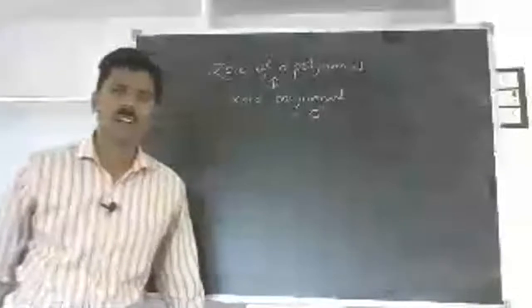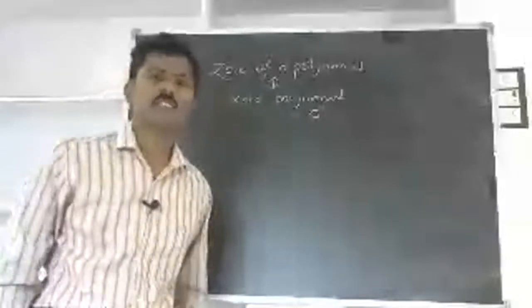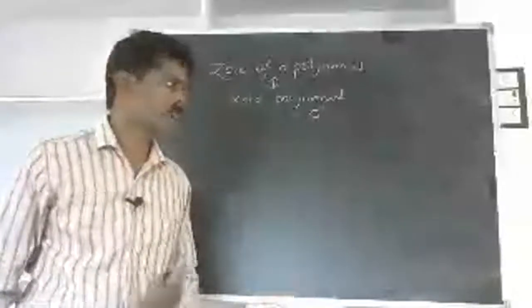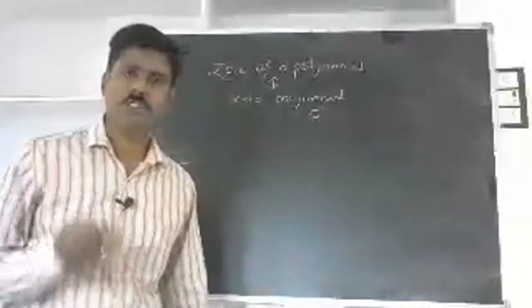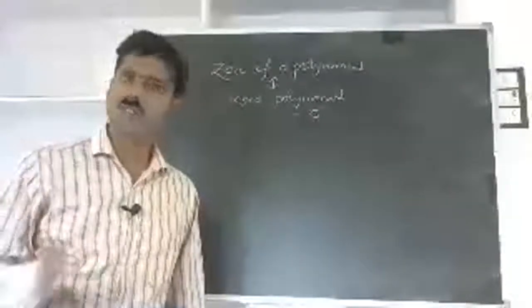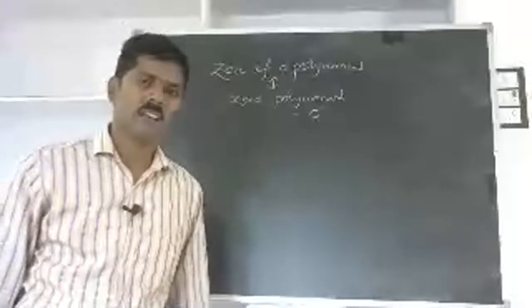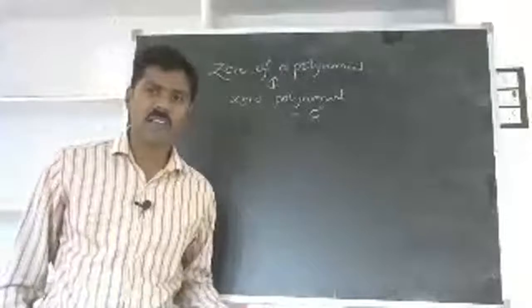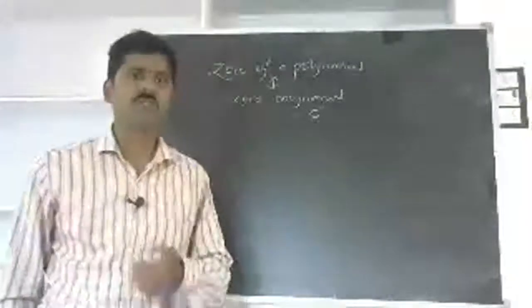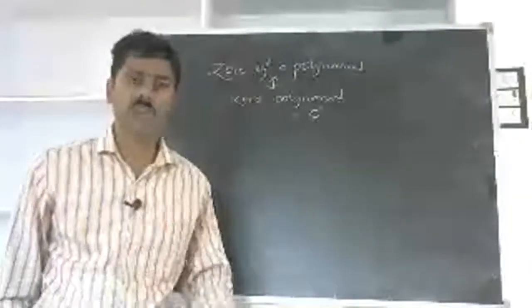Why? Because I have explained previously 0x power 20, 0x power 40, 0x power 30, whatever it is. 0 is called the 0 polynomial. The degree of the 0 polynomial is not defined. But what is the 0 of a polynomial? You have a polynomial, and that polynomial has some value at some value of the variable.